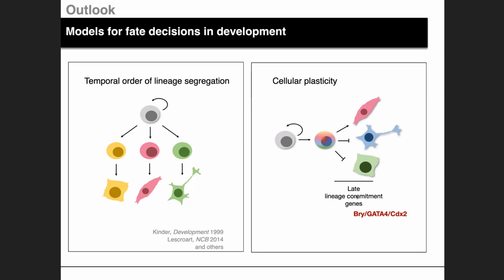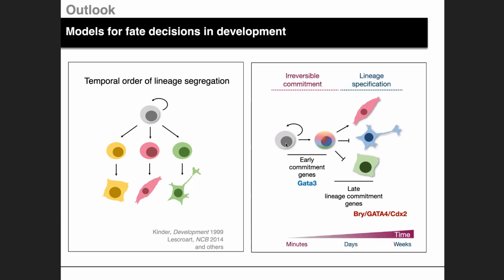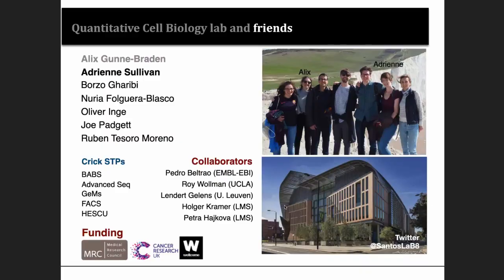So we think that our data is potentially quite in line with this second model, whereby early on we have early genes that actually make the cells plastic to fate choice, and that with time one fate is going to be selected.